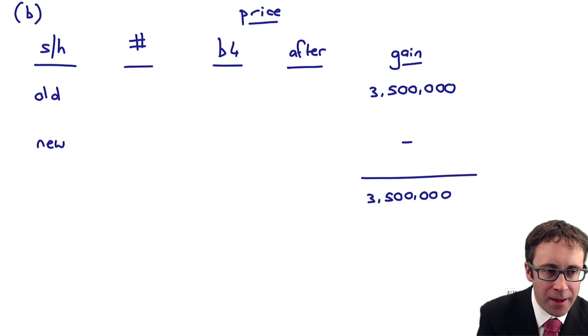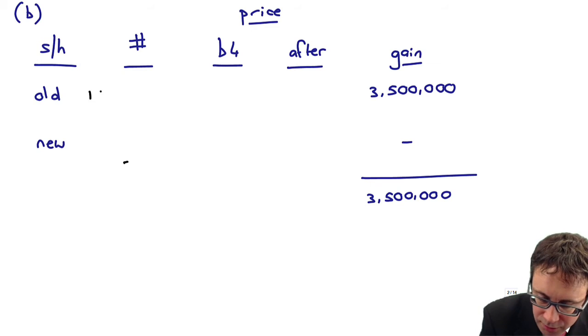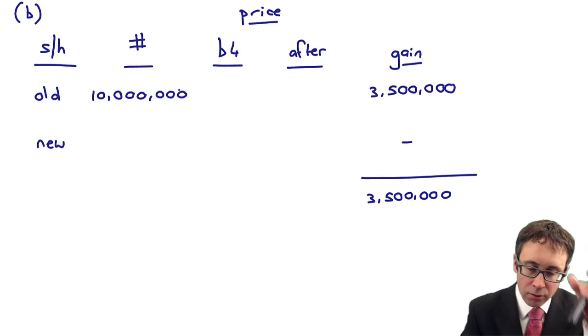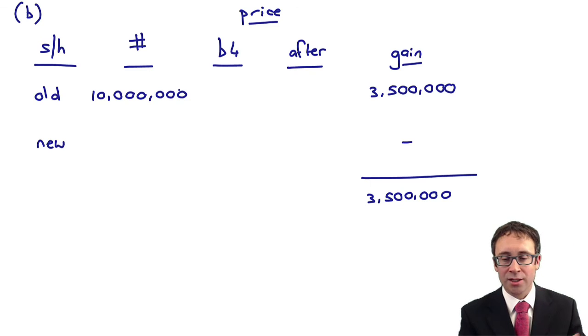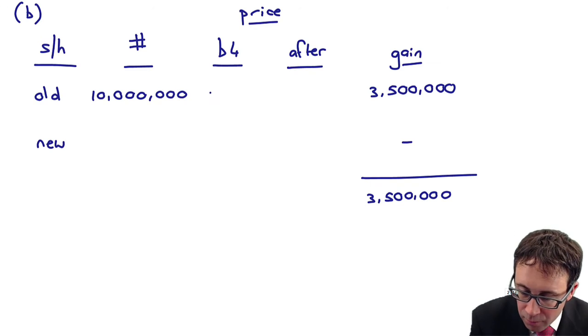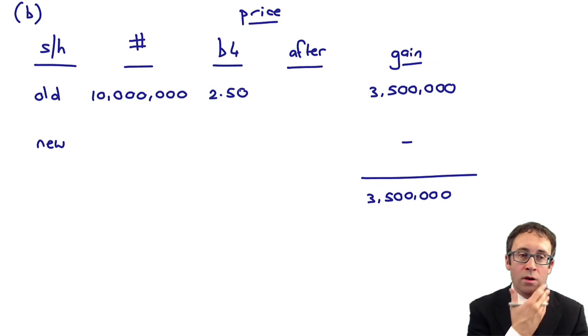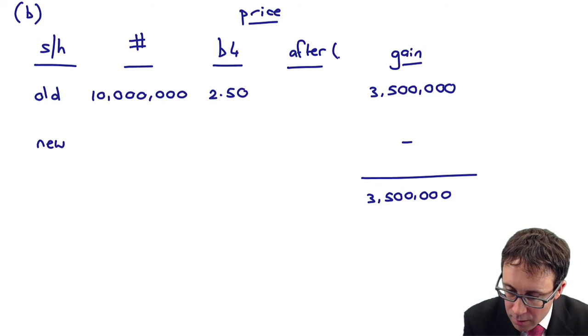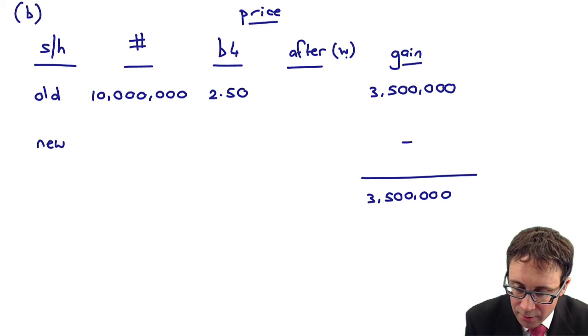Because what we're going to do now is the old shareholders, we still know, careful, let's put that in blue so we're consistent in our colours. The old shareholders had 10 million shares. The price before was $2.50. We don't know the price after just yet, do we? But we can work that out.